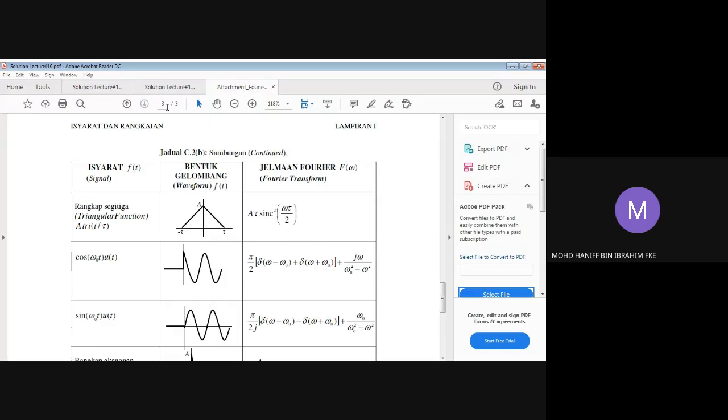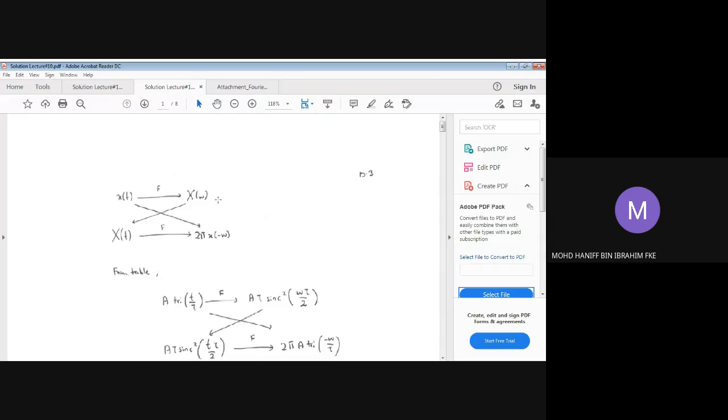Let's have a look at the solution for that example. This is the solution. This is the duality property that we have seen just now. You can see the relationship here: x(t) has the same term as X(omega), we just have a difference in the domain, and as a result, x of negative omega and x(t) will be the same.